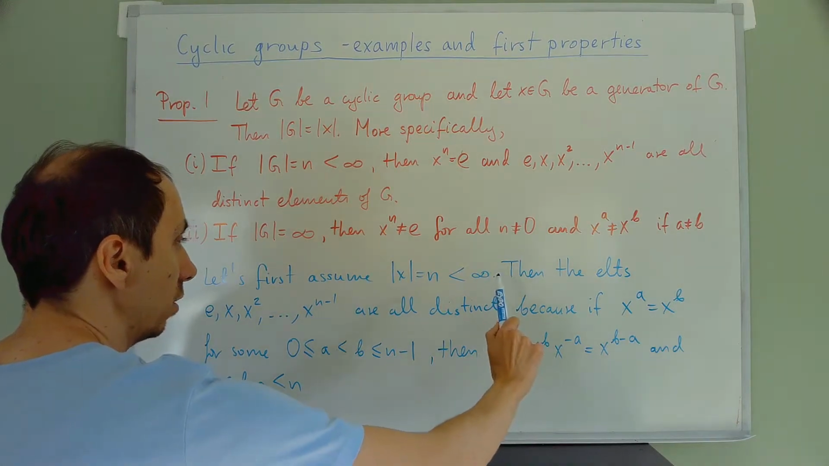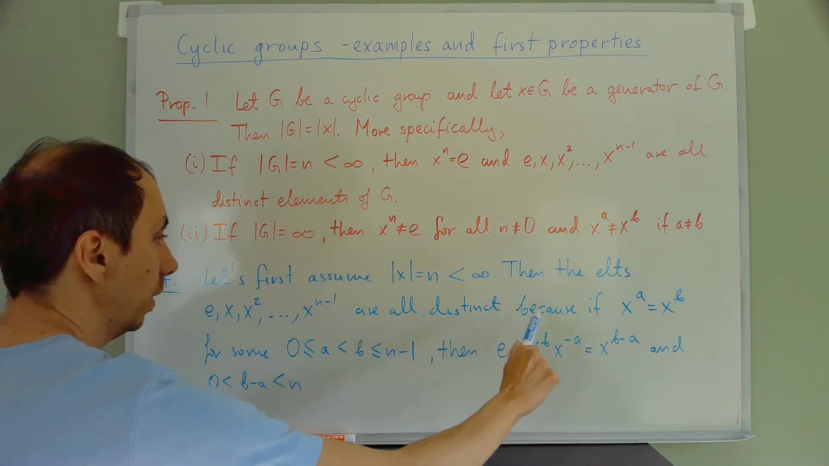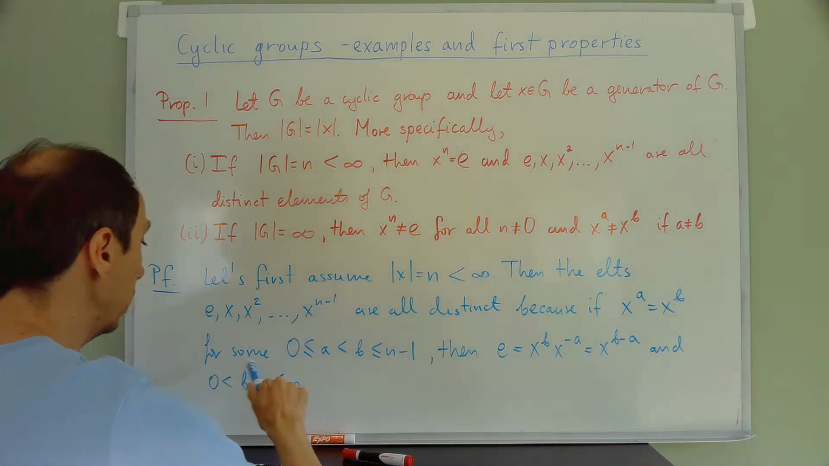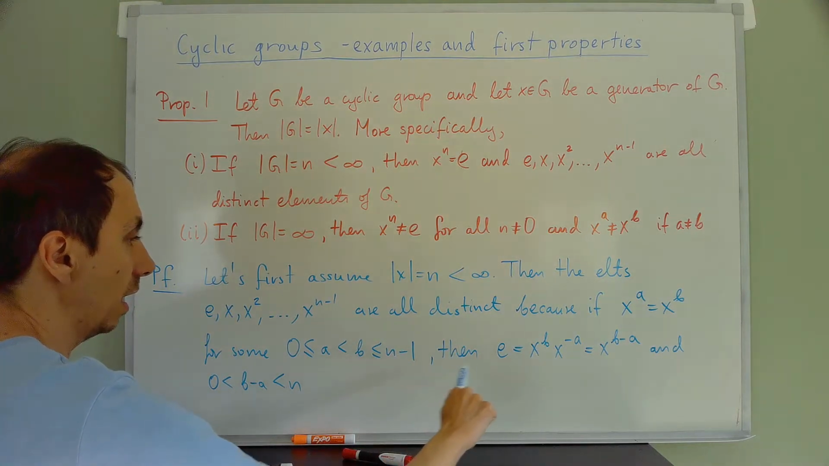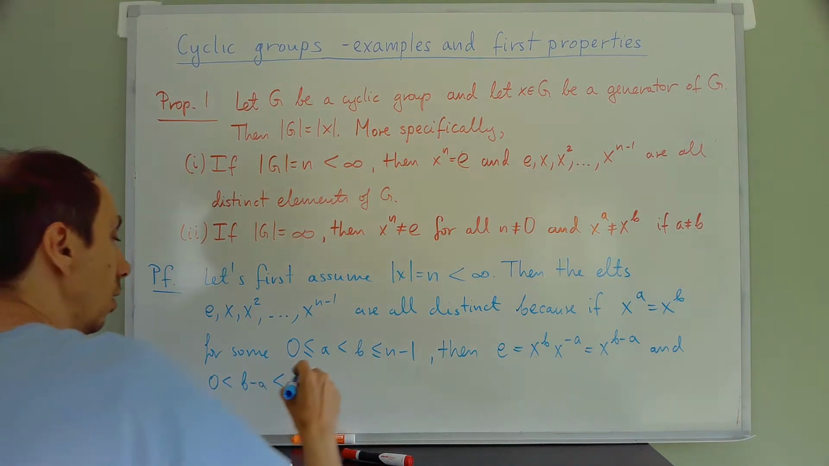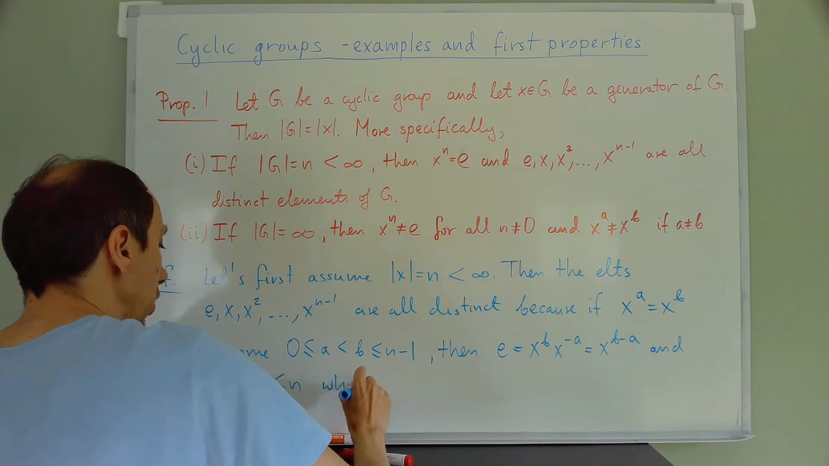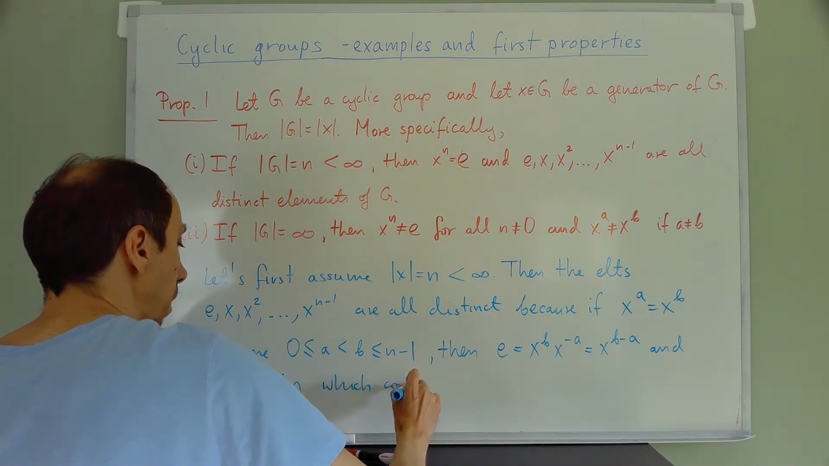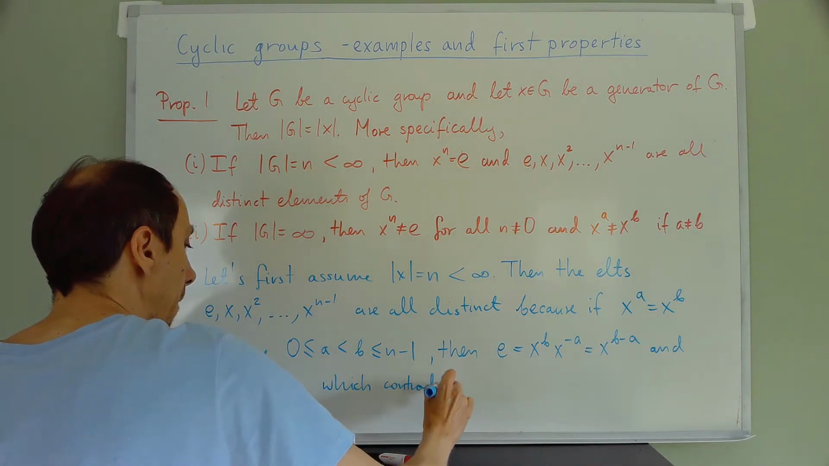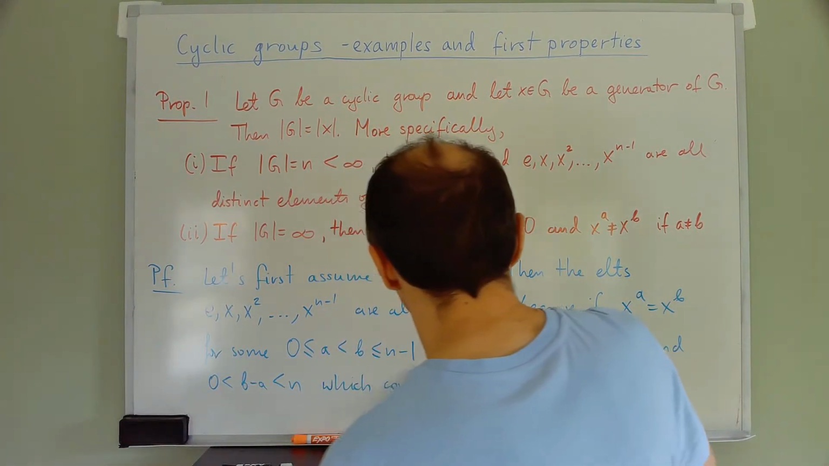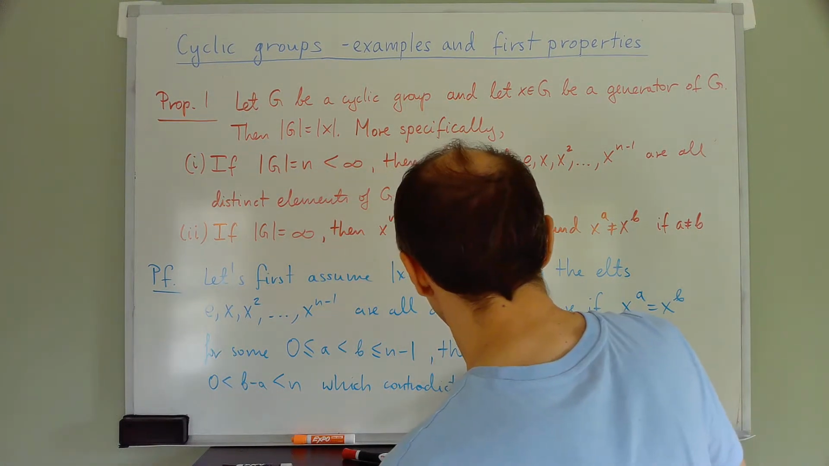So let's see how the sentence goes. Then the elements are all distinct because if that happens for some a and b like this, then this happens, which contradicts the minimality of n.